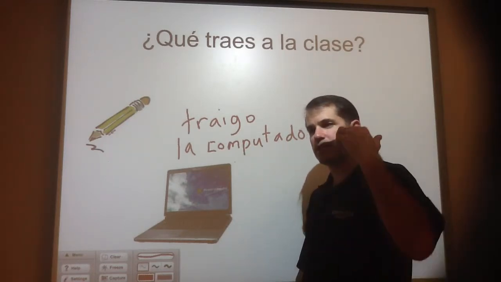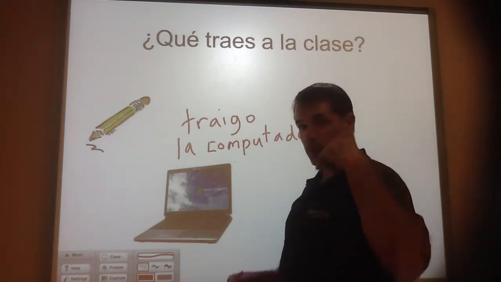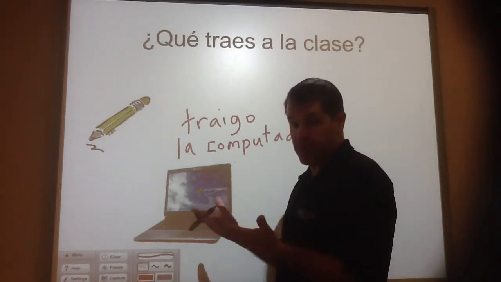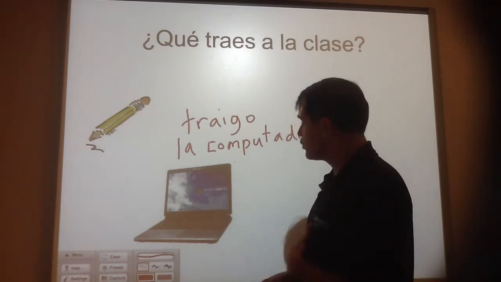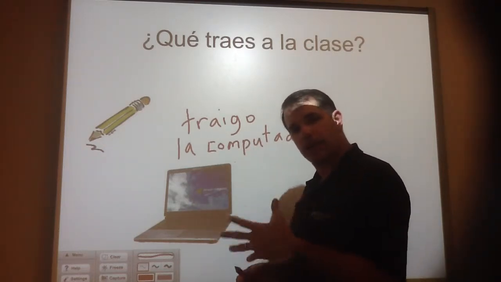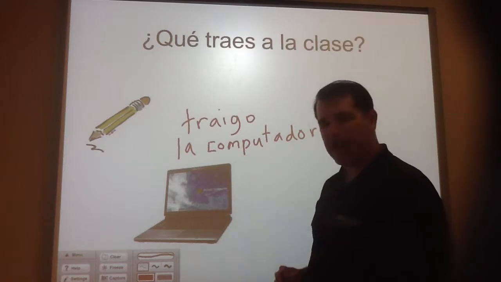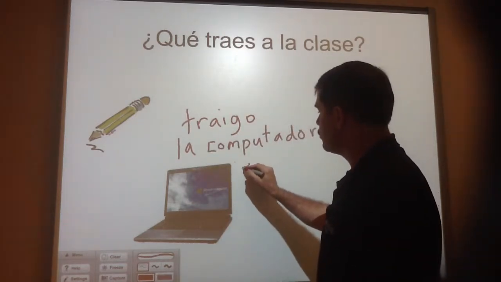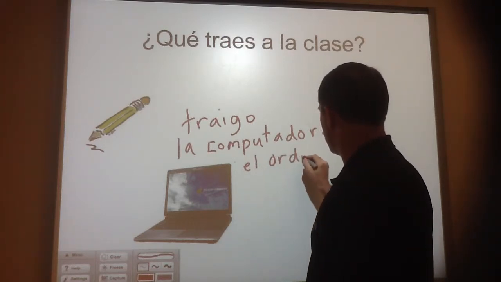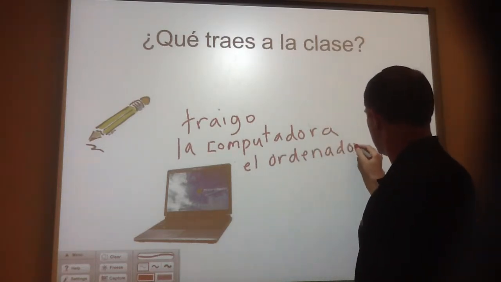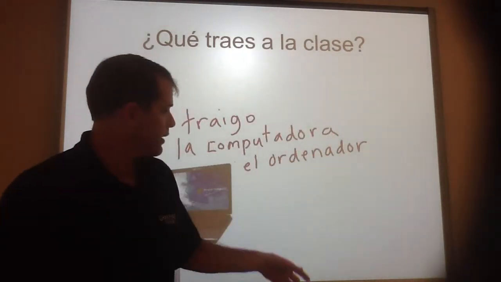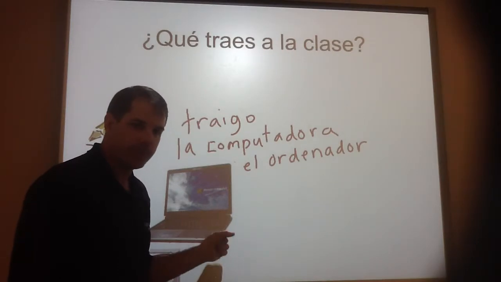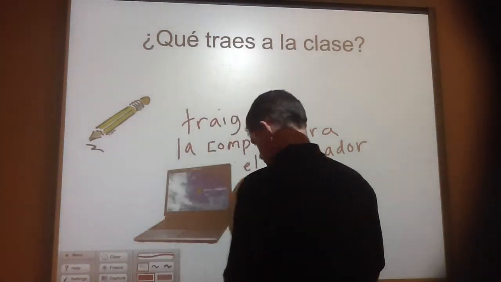Now here's a good time to tell you that in the Spanish-speaking world, we have different vocabulary words for the same thing sometimes. So this is a good example to show that. In Latin America, South America, Central America, we use the word computadora, la computadora. Pero en España, but in Spain, we use the word el ordenador. El ordenador for computer. All right? Okay, muy bien.